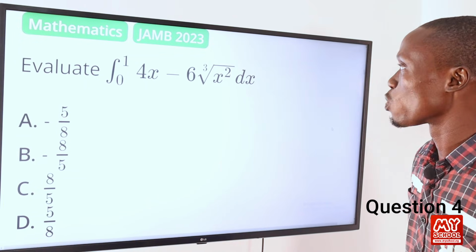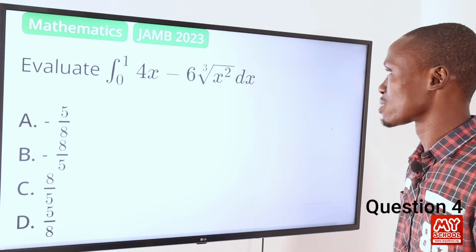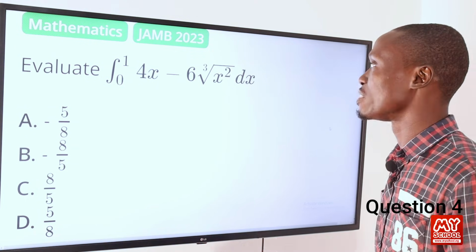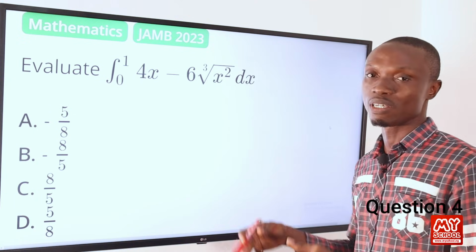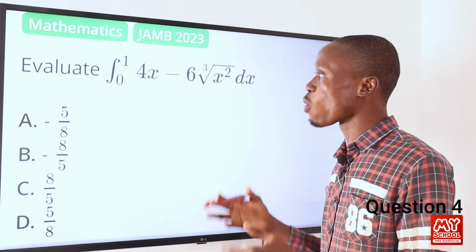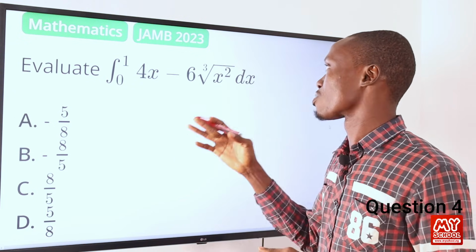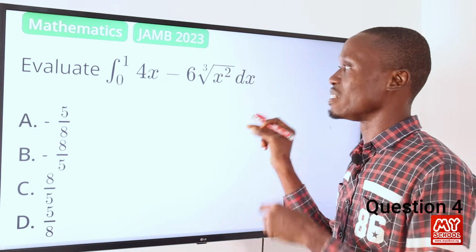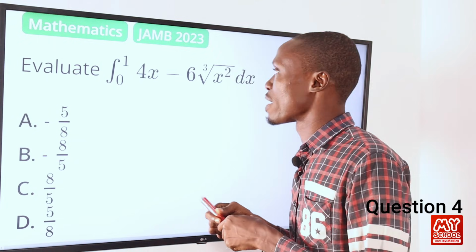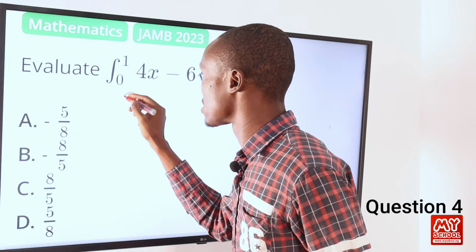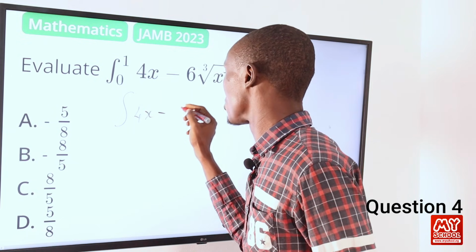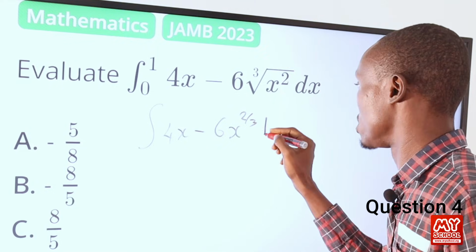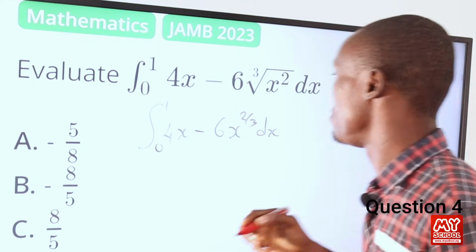Question 4. Evaluate the integral of 4x minus 6 cube root of x squared dx. Of course, this is an integral problem, so we are going to be integrating. When we are integrating, what we normally do is that the power of the unknown, we usually add 1 to it and use it to divide the term. Okay, so let us rewrite this question. So we can rewrite this question as the integral of 4x minus 6 x raised to power 2 over 3 dx. Of course, our limit.